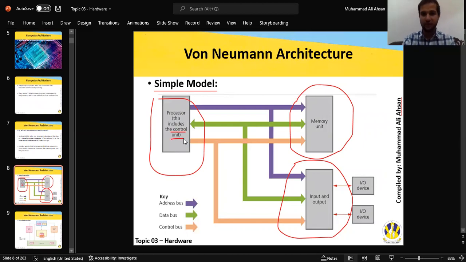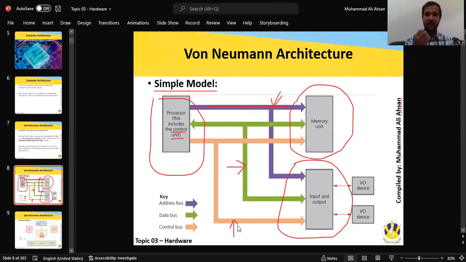Along with that, you can also see that all these three units have been linked together with each other with the help of connections, which are actually called buses. Guys, remember in computer science, for the connections or the wires, we use a term that is called buses. So this connection that you see here, this connection, and this third connection, all of them are called buses.